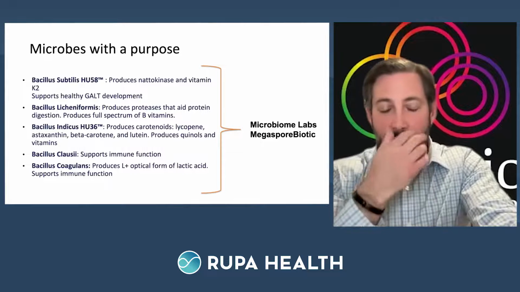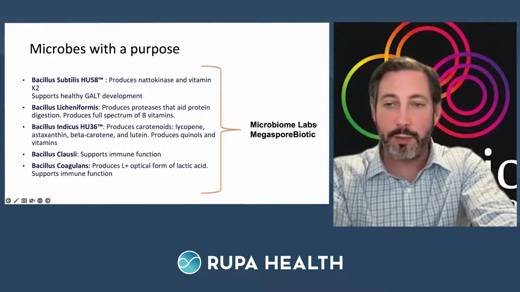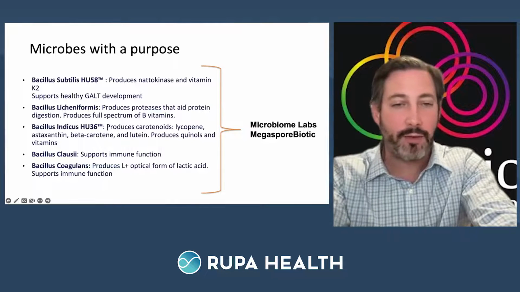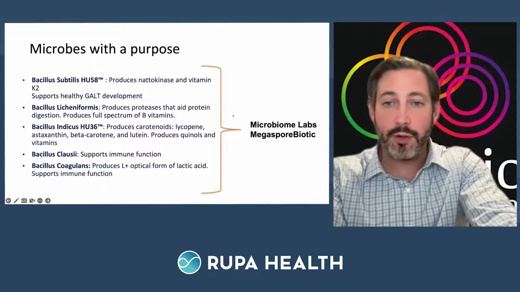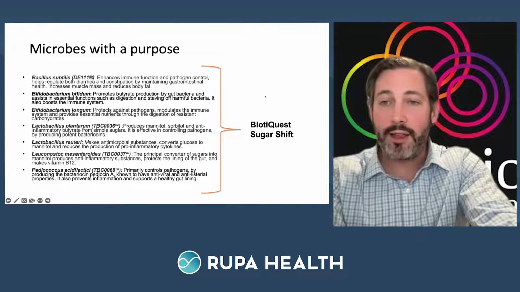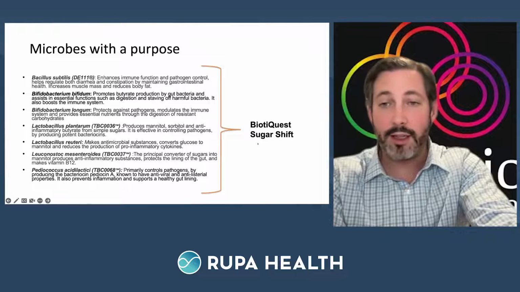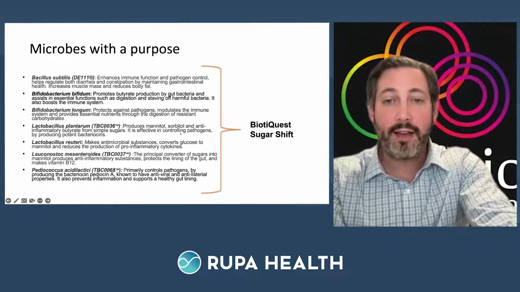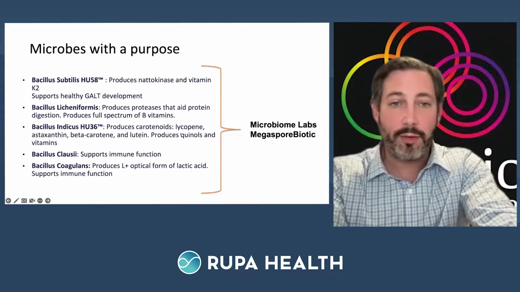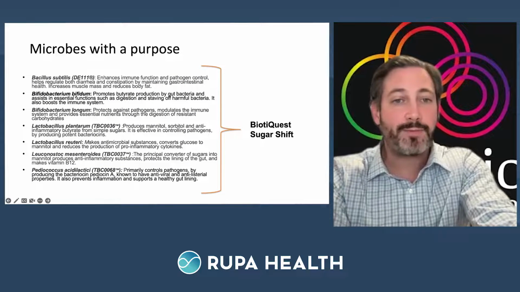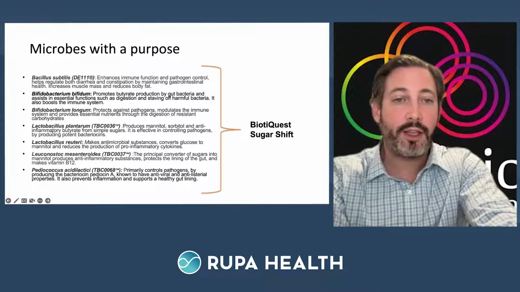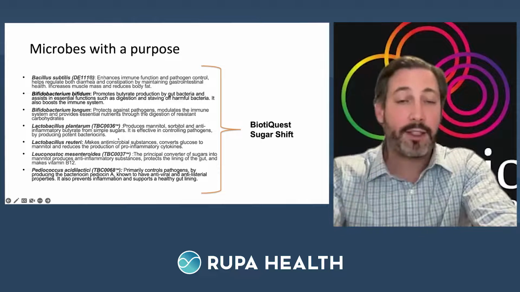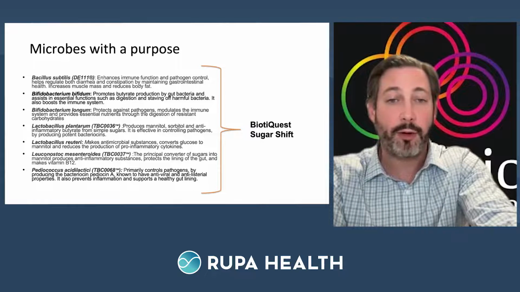So this company makes something that's called MegaSporeBiotic, has 5 different types of endospores, and all of them have different benefits. But also I use in combination sometimes another probiotic, which is also excellent, which is called BiotiQuest Sugar Shift, that also has different types of microbes. Also, they have added benefits. So actually, there's nothing wrong with combining all this. And there's also plenty of research about these strains and species that promote a lot of benefits to the gut environment, to the gut microbiome.